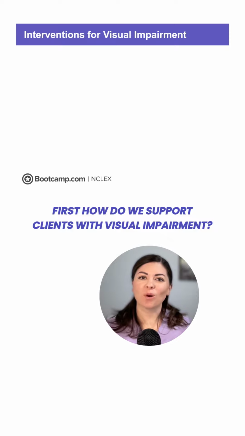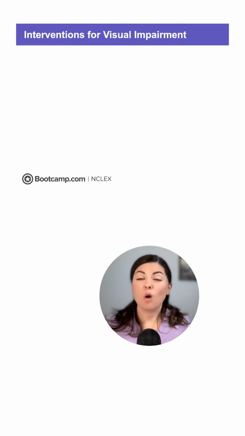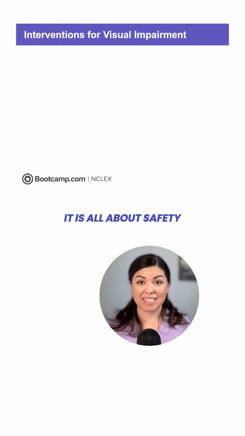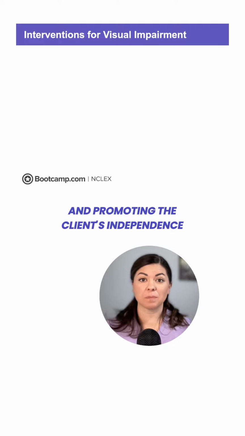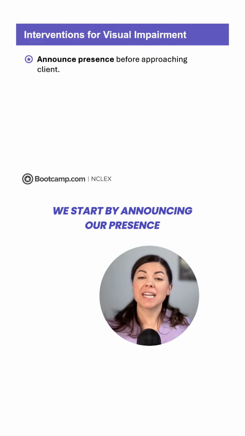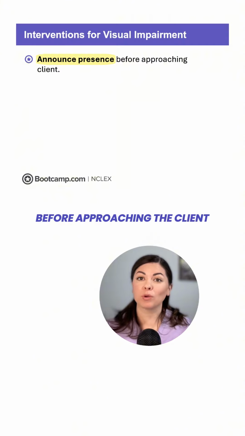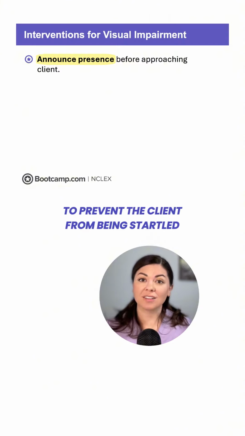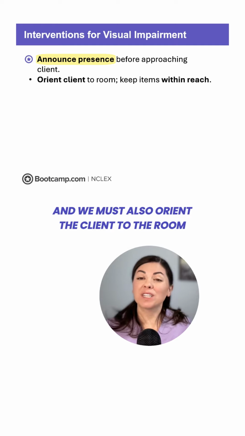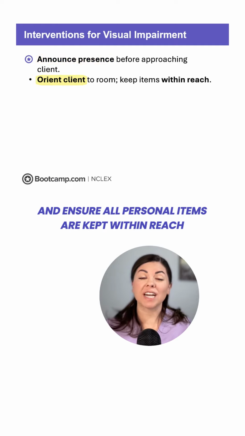First, how do we support clients with visual impairment? Well, remember, it is all about safety and promoting the client's independence. We start by announcing our presence before approaching the client to prevent the client from being startled. And we must also orient the client to the room and ensure all personal items are kept within reach.